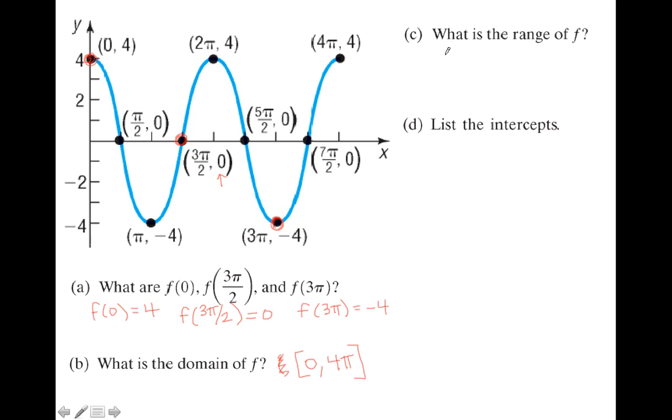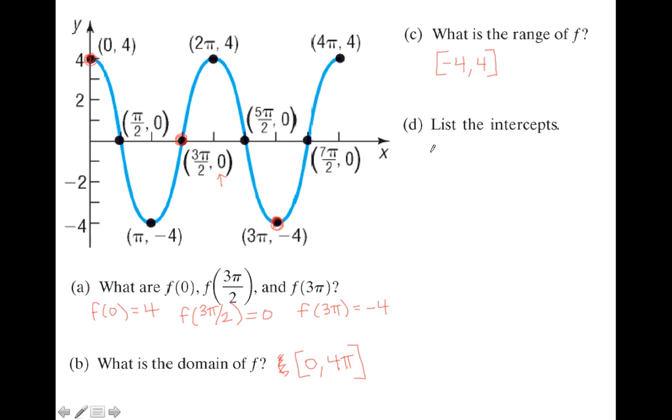Okay, what is the range of f? That means what y values can the graph take? So if I read the graph from bottom to top, the lowest y value that I see here is negative 4. Again, the graph is continuous, so it takes all the y values up until the y value of positive 4. So this range would be from negative 4 up to positive 4. Again, hard brackets because those y values are both included.